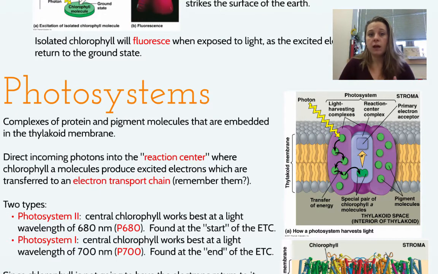So with photosynthesis, we have huge amounts of embedded membrane proteins that are necessary for this, which we call photosystems. There are two of them, photosystem 2 and photosystem 1, that run within the membranes of these thylakoids. It's a hugely complex series of proteins and pigments embedded in this membrane. The incoming photons hit what's known as a reaction center. The chlorophyll molecules then produce excited electrons, which are transferred through an electron transport chain, if you remember that.